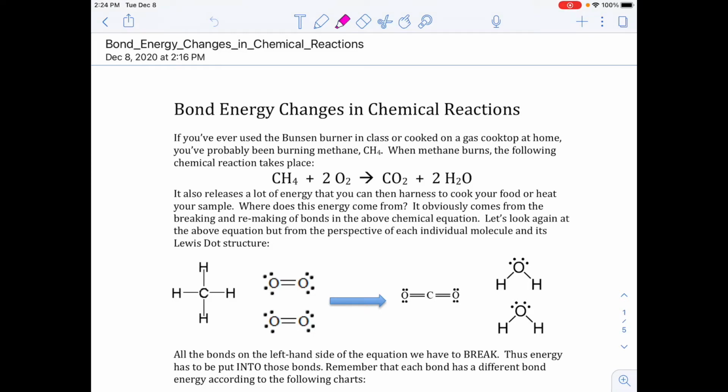Today we are talking about bond energy changes and chemical reactions. We're going to do two main aspects of this. We're going to talk about the idea behind it, and then we're going to talk about the math behind it. Because when this boils down to it, it's one big math equation that simply has to do with addition and subtraction. So if you're nervous about this topic, if you can add and you can subtract, you're going to do just fine. Okay, so we're going to walk you through it.